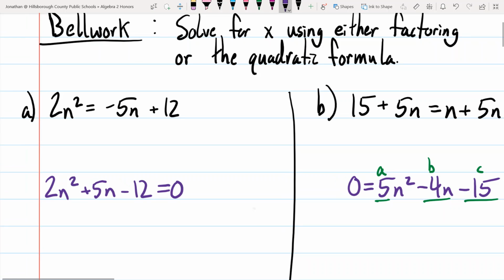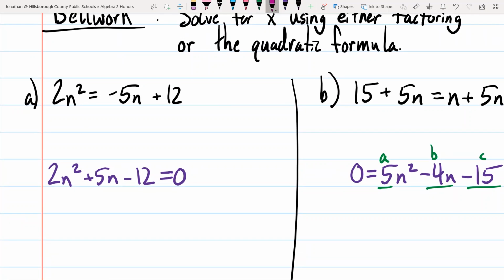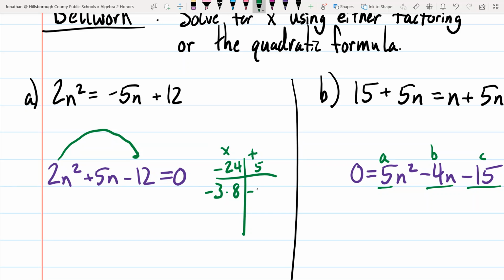On the left side, when I'm multiplying, I've got 2 times negative 12, so what multiplies to get negative 24, but adds to get 5? The numbers 3 and 8 pop into my head. Now, for those to combine and get 5, that means the 3 must be negative, for negative 3 plus 8.